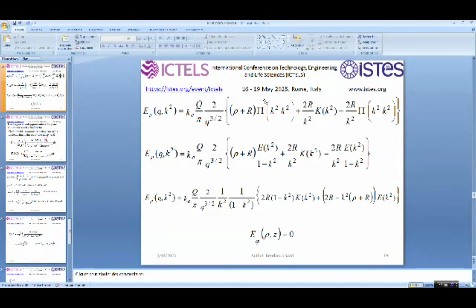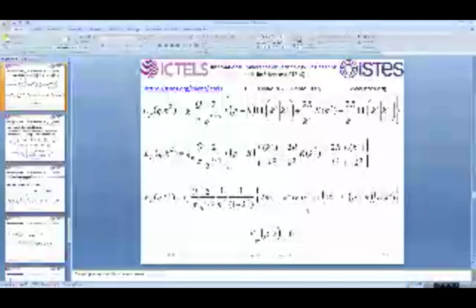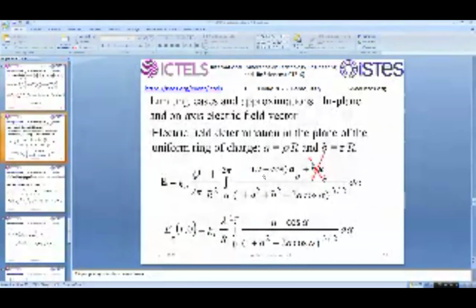We have the complete integral of the third kind and the first kind, plus the relation between the third kind and the second kind. Okay, and we found this expression. This is the radial expression of the radial component of the electric field.